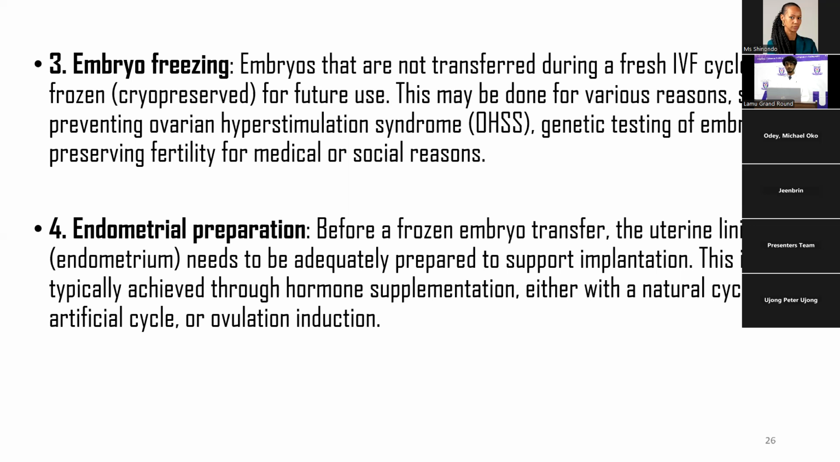Now, once the embryos have been frozen, the endometrium, which is the uterine lining, must be prepared adequately to support implantation. This is typically achieved through hormone supplementation, either through a natural cycle or an artificial cycle, or through ovulation induction.